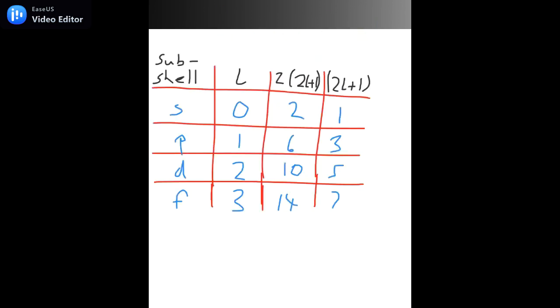So over here in s, the value of l is 0. So s has 2 electrons, as we saw earlier, and it has 1 orbital. p has 6 electrons and 3 orbitals, those 3 orbitals are px, py, pz. And then d has 10 electrons and 5 orbitals, and f has 14 electrons and 7 orbitals.